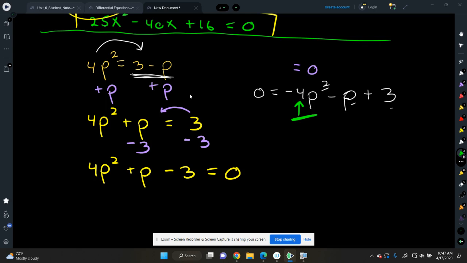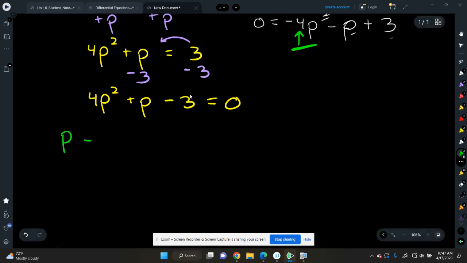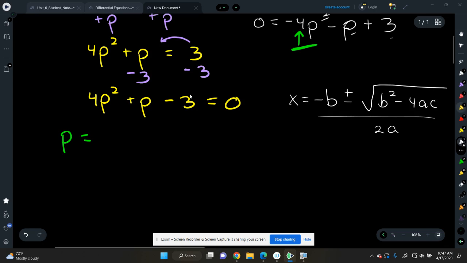Okay, does everybody understand that? So I want the p squared, or the first thing, to be positive. So we'll move everything else over. Okay, let's go ahead and solve this using our quadratic formula. So we're going to get p equals, let's write our formula down. x is equal to negative b plus or minus the square root of b squared minus 4ac all over 2a. So we get p equals negative b.